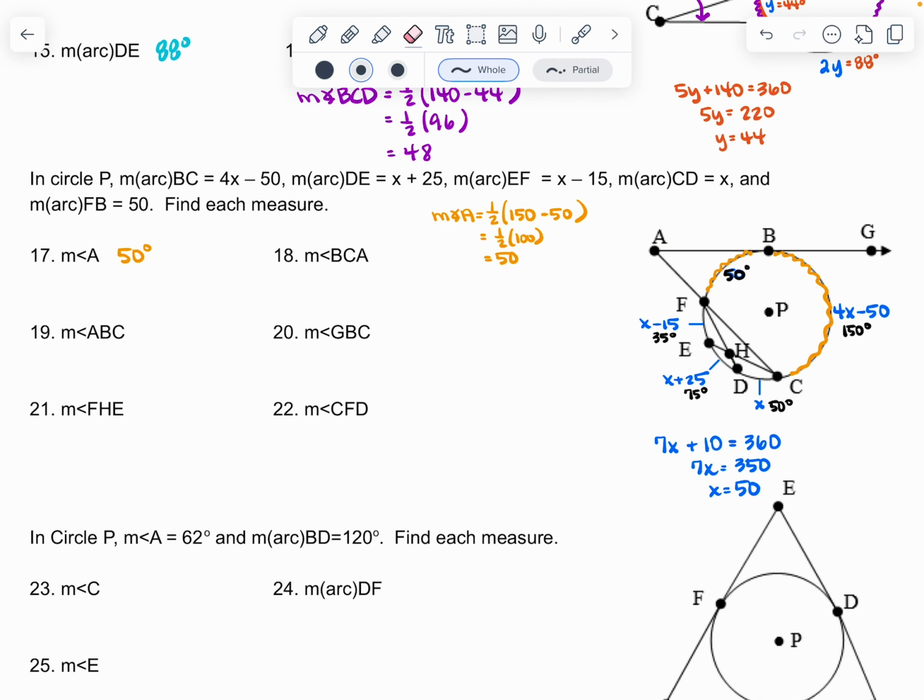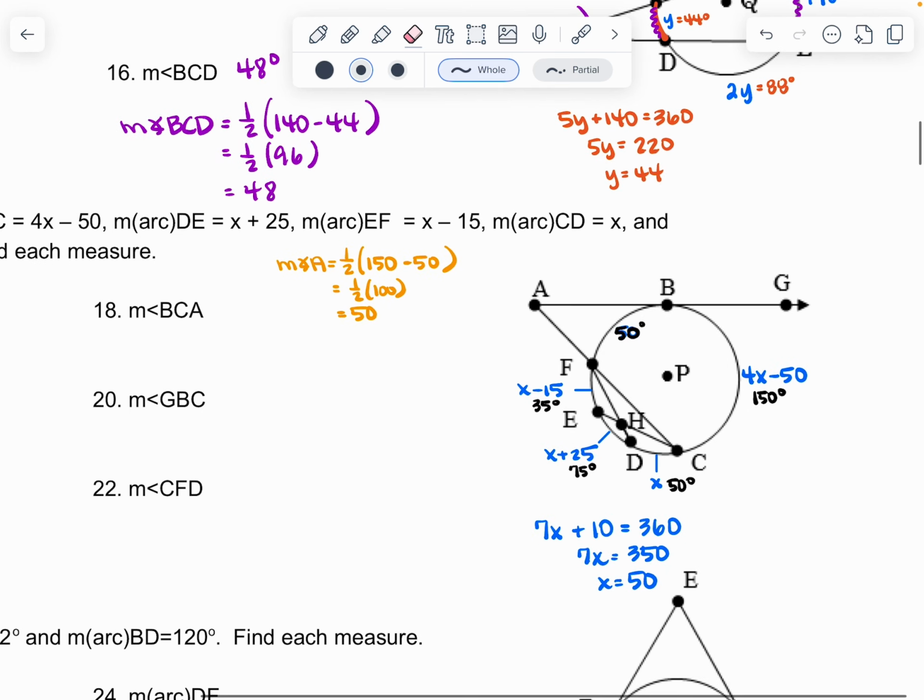All right, I'm going to erase. This is why I love the iPad so much. I can make a huge mess and then erase it all and start over.